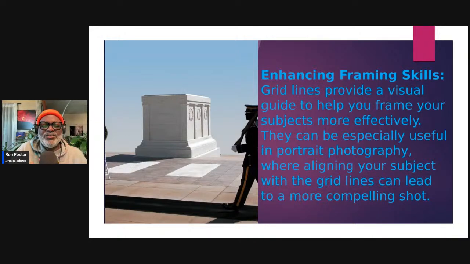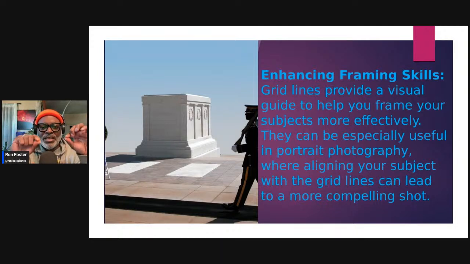Enhancing framing skills. Grid lines provide a visual guide to help you frame your subjects more effectively. They can be especially useful in portrait photography, where aligning your subject with the grid lines can lead to a more compelling shot. For instance, if you're doing a landscape or a cityscape, you can match the lower line or the upper line with the horizon.